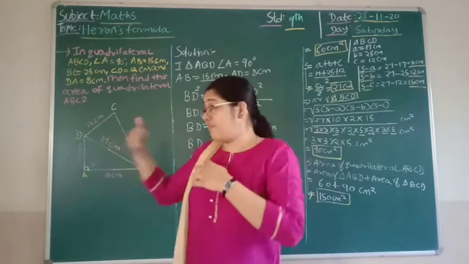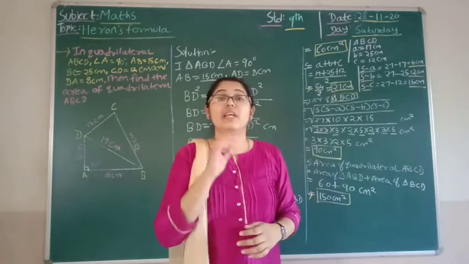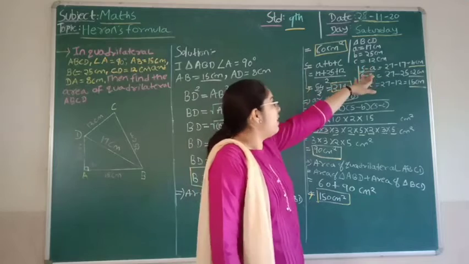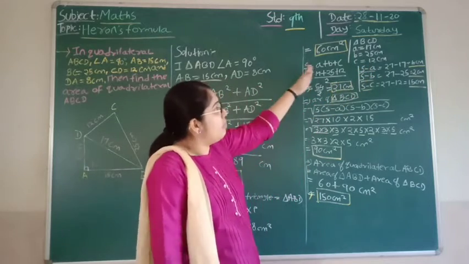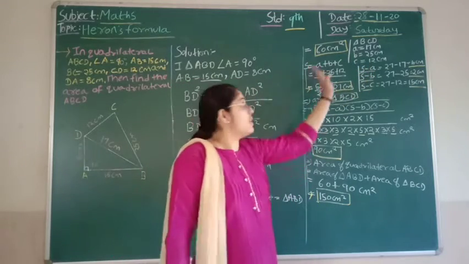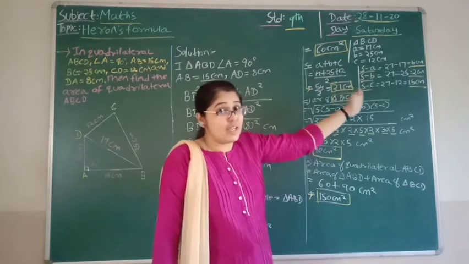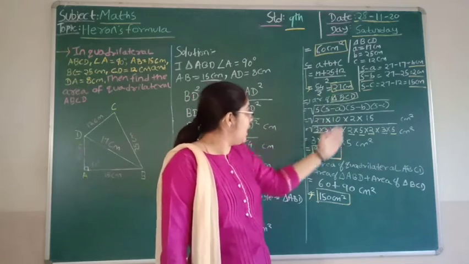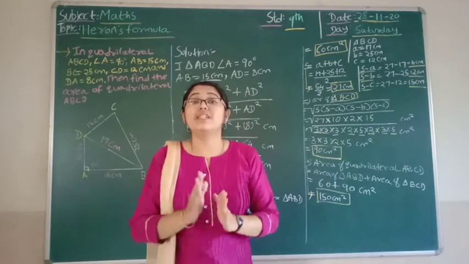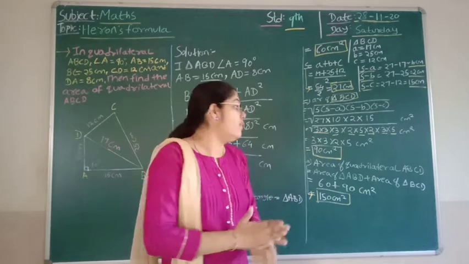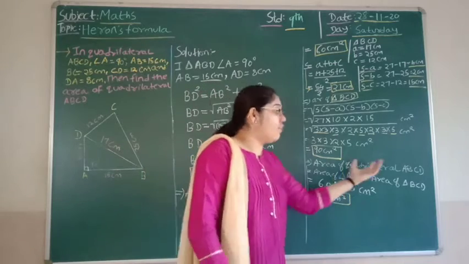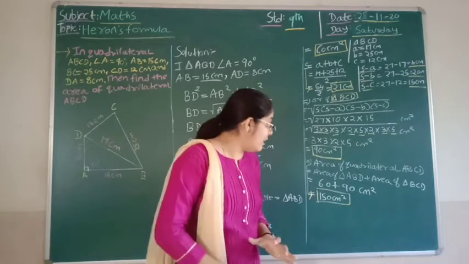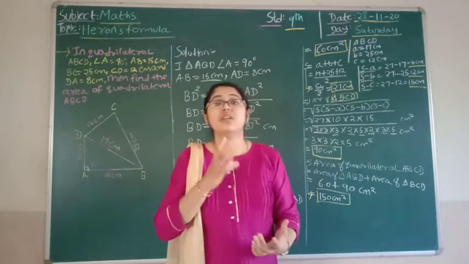We find the area of this triangle by Heron's formula. Applying Heron's formula, we take the values of the sides, find the semi-perimeter, and find s minus a, s minus b and s minus c. Applying all of these values in the triangle ABD, I am getting the answer 90 centimeter square. Then I found the area of the quadrilateral by adding the areas of both triangles, and the final answer is 150 centimeter square.